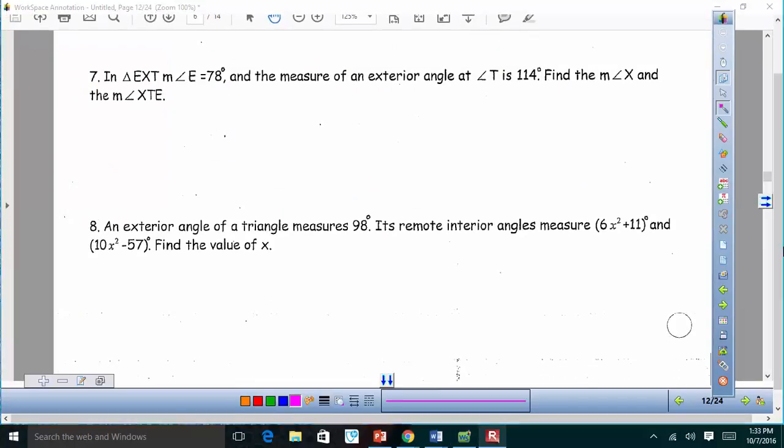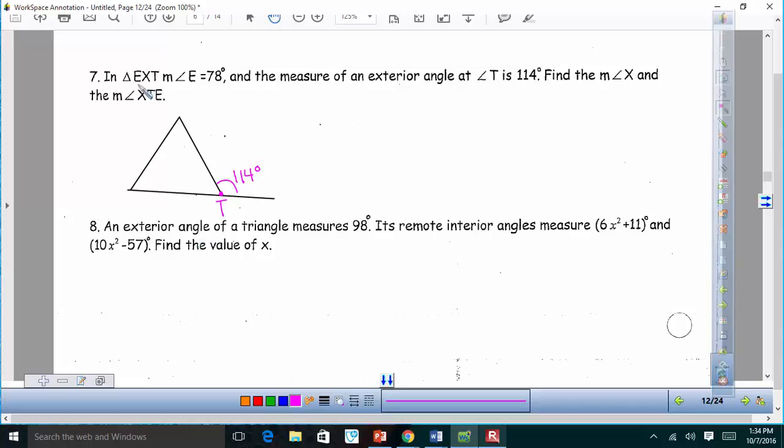All right, let's look at 7. So 7 says, in triangle EXT, the measure of E is 78, and the measure of an exterior angle at T is 114. They want me to find the measure of angle X and the measure of angle XTE. So I'm going to draw a triangle, and since it talks about an exterior angle, I'm going to make my bottom go out so I can have an exterior angle. It tells me my exterior angle is at T. So this point right here is going to be T, and this angle has to be 114.